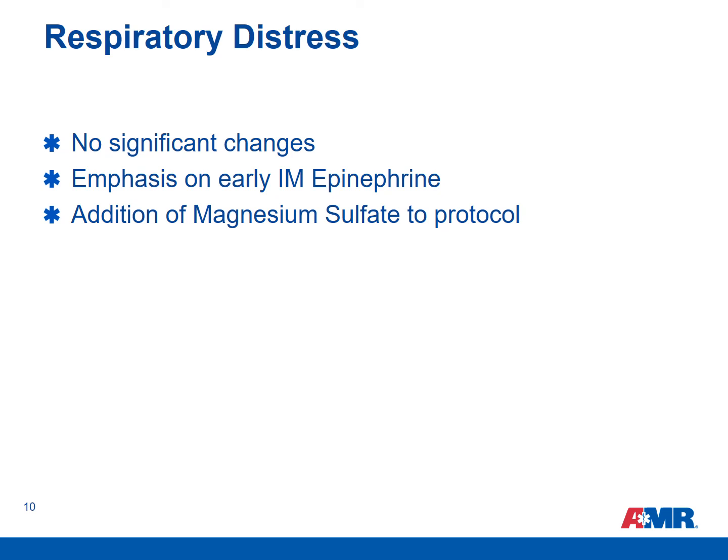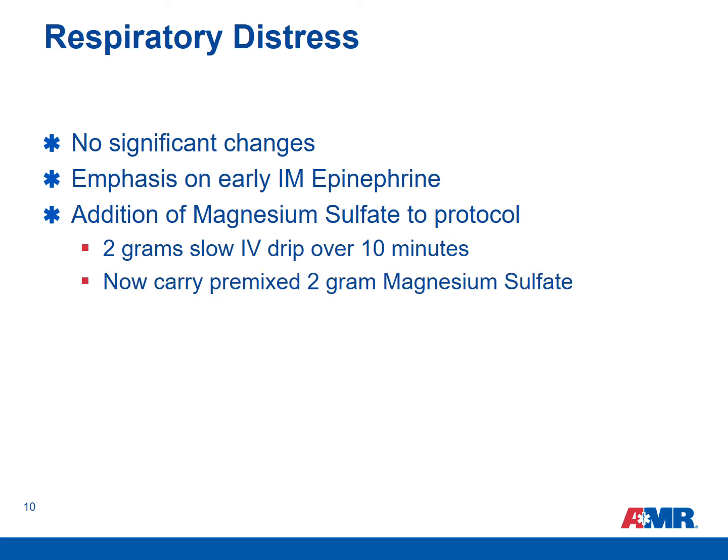The change to this protocol is the addition of magnesium sulfate. This is going to be for reactive airway disease with wheezing refractory to albuterol treatments. So if we have an asthma or a COPD patient that is still getting worse after receiving albuterol, Atrovent, Epi if they're less than 40, and CPAP, we can now add magnesium sulfate to our treatment. The dose will be 2 grams slow IV drip over 10 minutes. We do not want to push this very rapidly.